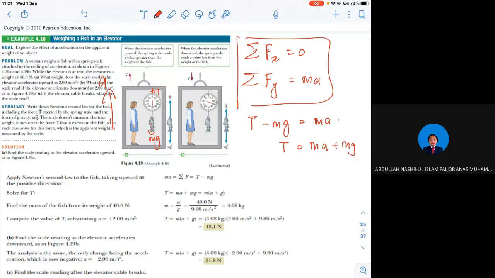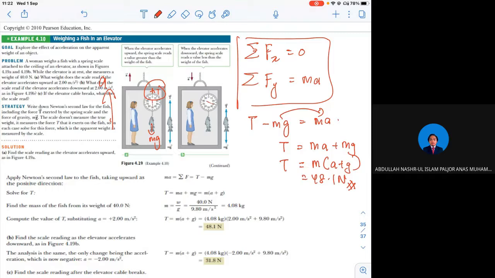How do I know to put T or mg at the front? Like I was saying just now, it follows the direction of acceleration. My acceleration is going upward, then who should reach the top first? Definitely T. T will arrive first compared to mg. So T sits in front: T minus mg equals ma. Bring everything to the other side: T equals ma plus mg. Then you get T is equivalent to m(a plus g), and the answer is 48.1 newtons. Write the correct unit.